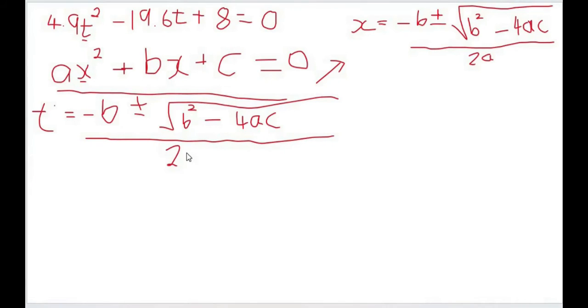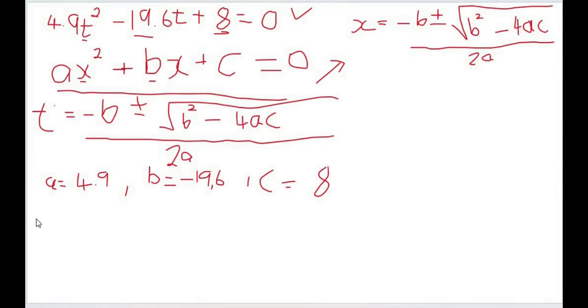And now maybe the question you may be wondering is, what is a, b, and c? So we will look, our a, we will see that in this equation over here, our a is 4.9. So a is going to be equal to 4.9. Our b, if you compare these two equations, you see that b is the coefficient of t, which is negative 19.6, and c is just this value there, 8. Then we say c is equal to 8, right?